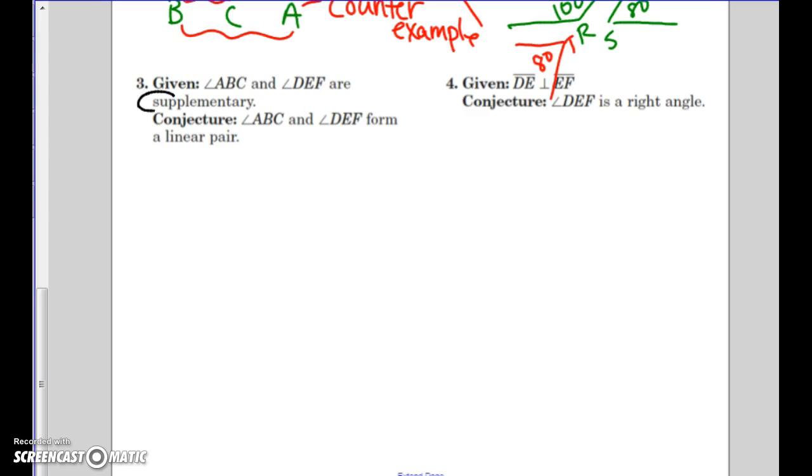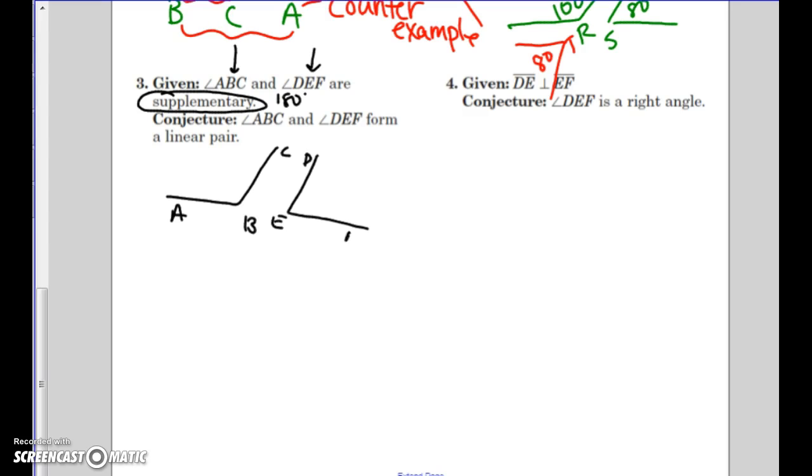Okay, again, remind me, what does supplementary mean? Equals 180. Can these two be touching? No. Why not? Because there's two different angles. Good. Do I have the same vertex or different vertex? Different. So I have to have two different angles, ABC and DEF. Again, maybe this is 110, which means that this one would be 70 degrees. So the question is, are ABC and DEF a linear pair?